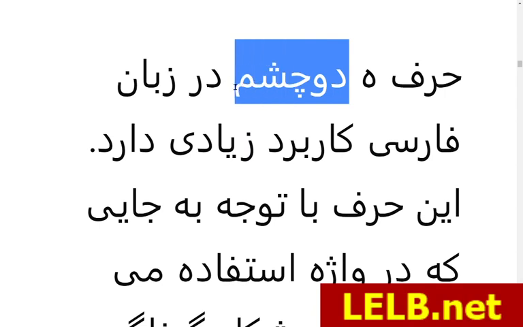So Docheshm means 2 eyes, having 2 eyes, because it has something to do with its form or appearance. It has some functions, and it is a very common letter in the Persian alphabet.